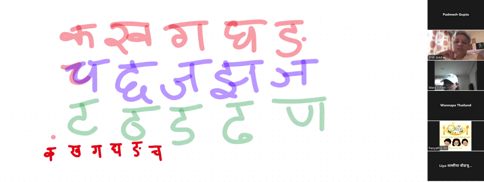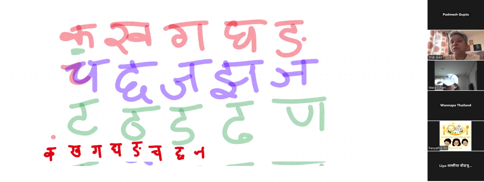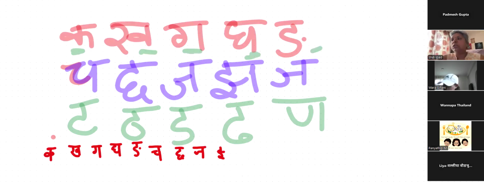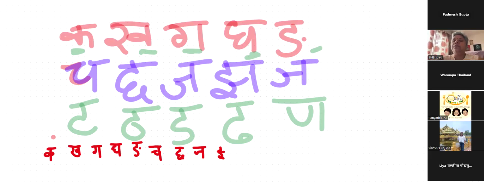Can you try to read this on your own please, a little bit louder? From the top, from ka, kha, ga, gha, ana. Cha, chha, ja, jha, ana. Ta, tha, da, dha, ana. Okay, clear?